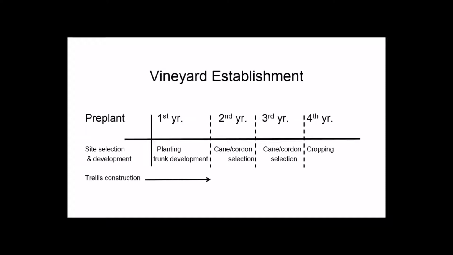This is a timeline on vineyard establishment, but timelines for other fruit crops would look very similar. The pre-plant time is where we're spending time selecting and developing the site, ordering the plants, and preparing to plant. Once the plants go in the ground, we're building the framework of the plant so when it does start to fruit, it can have a decent crop and it can support that crop.